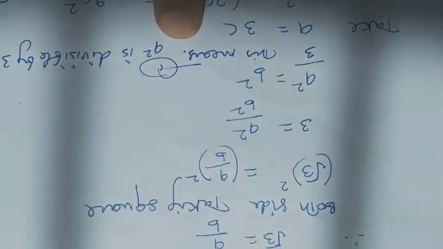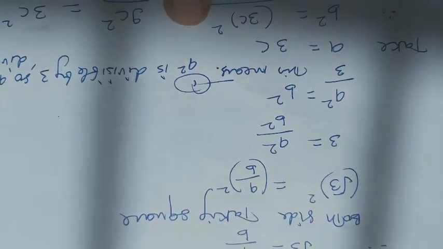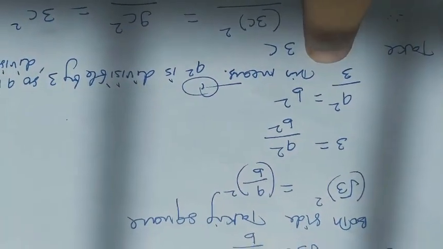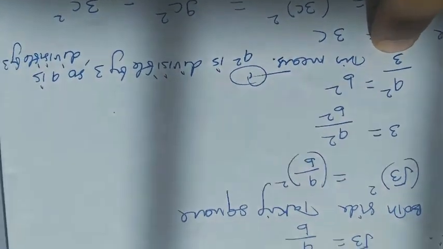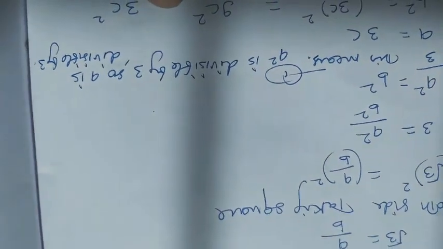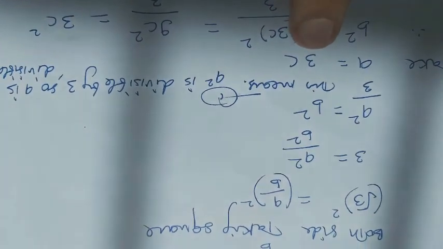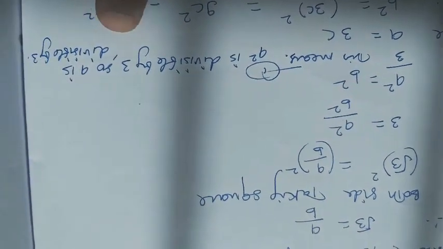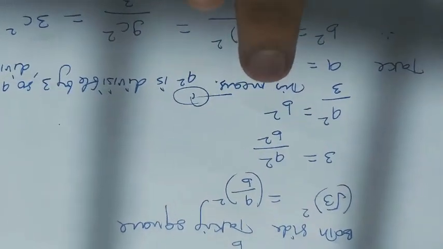This means that a theorem is applied here for proving irrationality: a square is divisible by 3. Therefore a is also divisible by 3, because a square is a multiple of a into a. Understood or not? When a square is divisible by 3, then a is divisible by 3. A theorem is applied here.